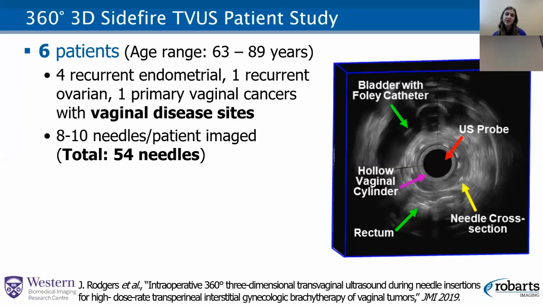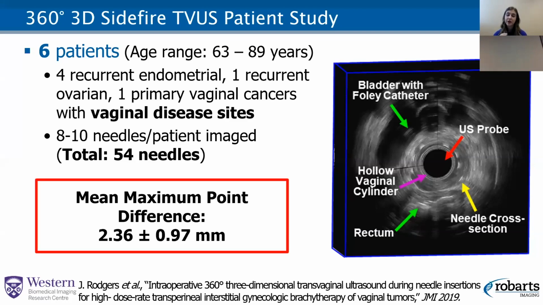And so for this study, we included 6 patients, again, with a variety of characteristics, but all having vaginal disease sites. And we imaged 8 to 10 needles per patient for a total of 54 needles included in this study. And so for each needle, we took the maximum of either the entrance or the exit point difference. And so doing that for each needle, we had a mean maximum point difference of about 2.4 millimeters.